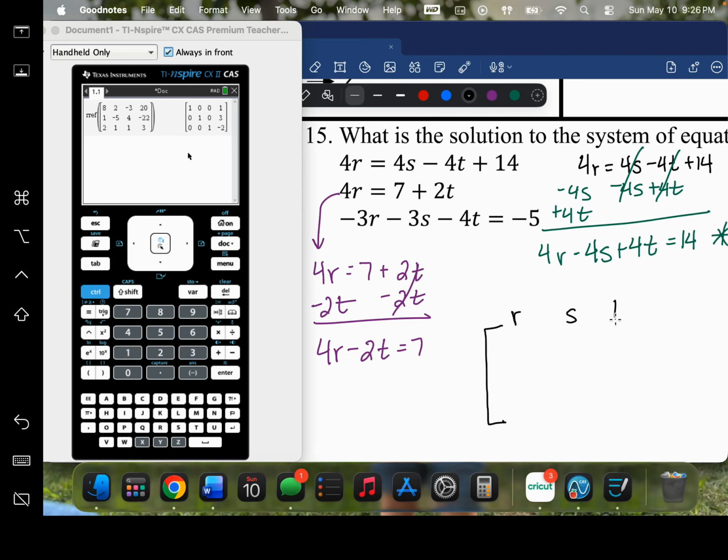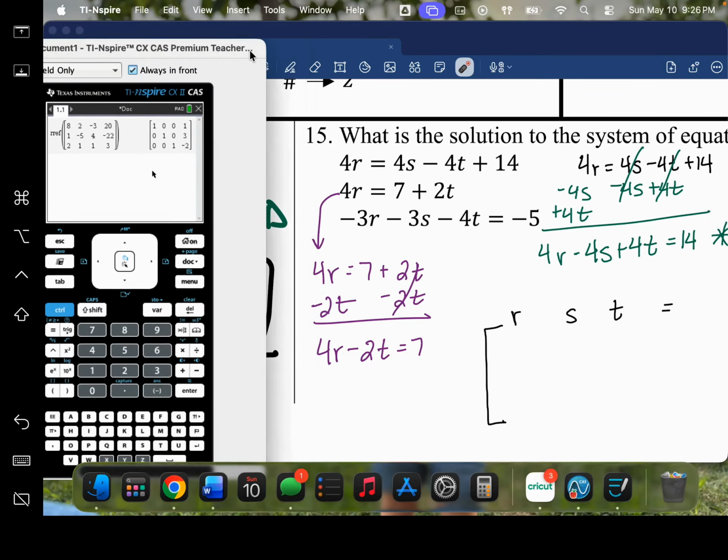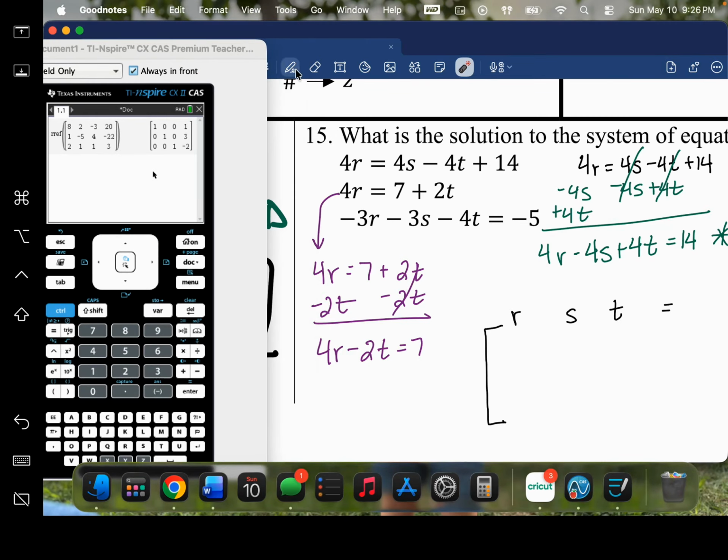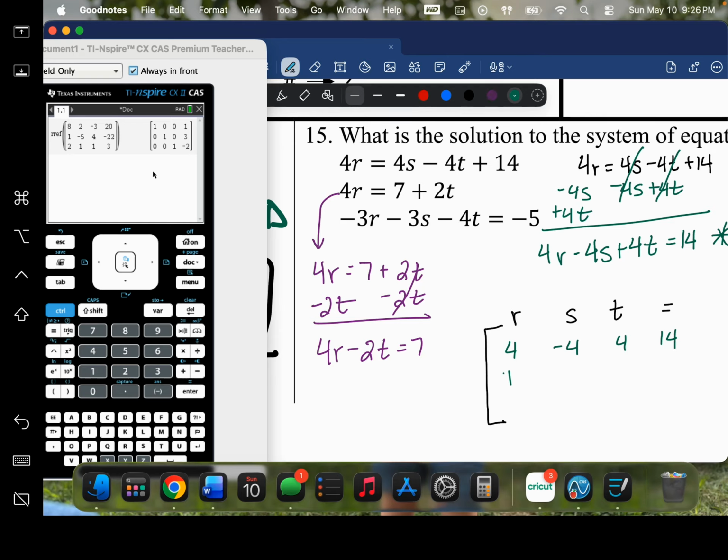So we're going to do r, s, t, and then the equal sign. So for this first equation, we're going to put in 4, -4, 4, 14. For the purple one, we need 4 for the r, but 0 for the s, because there are no s's, and then -2 for t, and then 7 for the equal sign. Then the third one was actually in standard form already. It didn't need any fixing. So -3, -3, -4, -5.